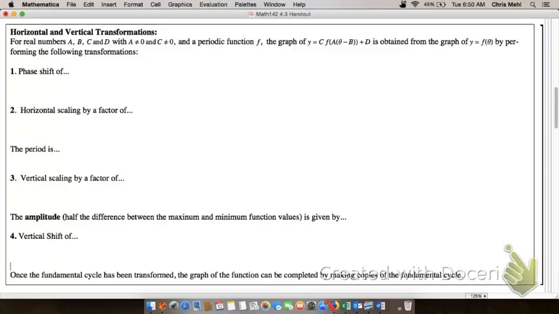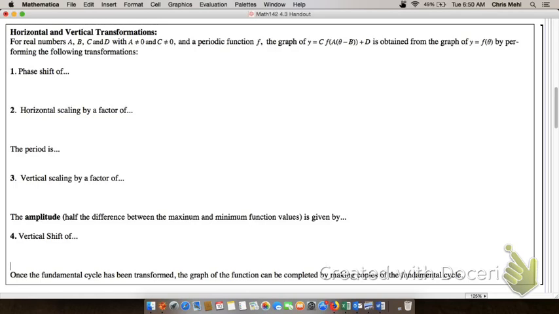Alright, hello everyone. We're going to discuss the horizontal and vertical transformations of a transformed periodic function, specifically transformations of the graphs of sine theta, cosine theta, and tangent theta. So we have the form at the top of the page. Again, f is periodic. Think of the original function f as being sine theta, cosine theta, or tangent theta.